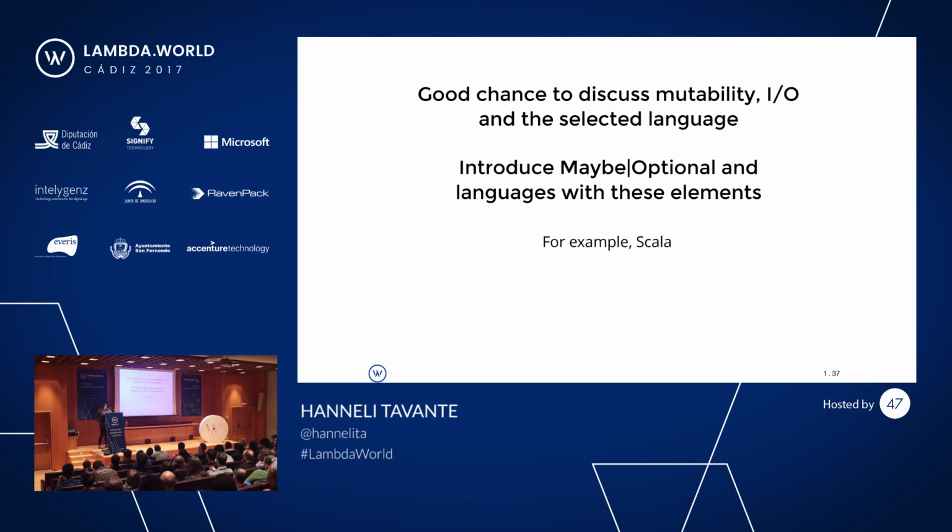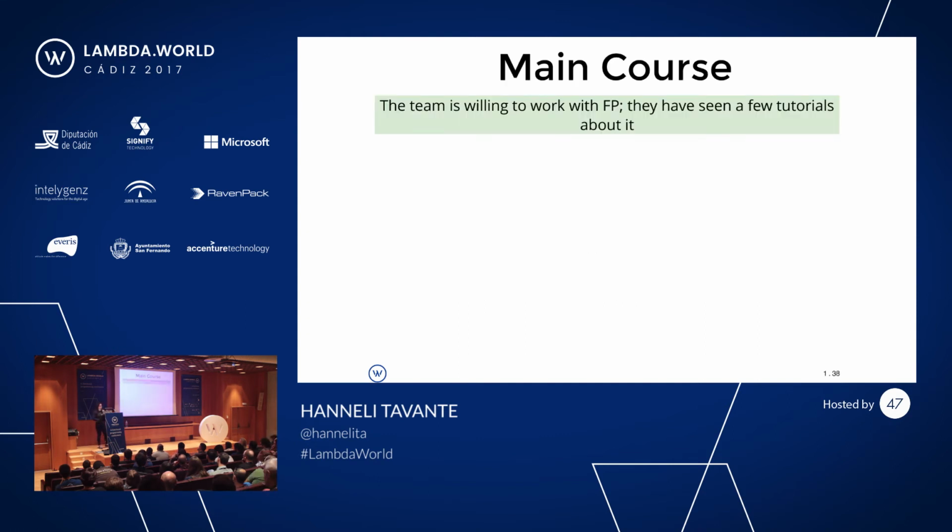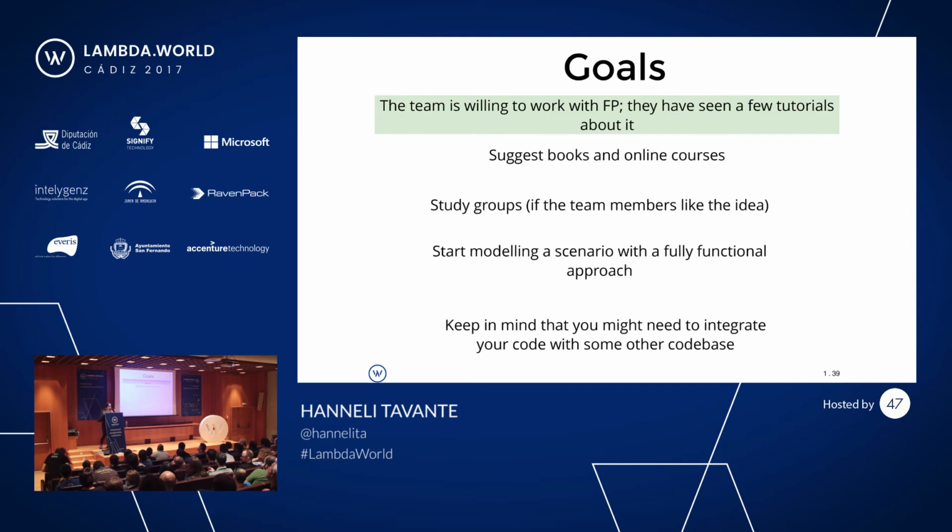So from there, I used this same example to introduce the concept of maybe or optional in different languages for the team. And it turns out they ended up adopting Scala to continue the project. And that's when we moved to the main course. When your team is already willing to work with functional programming, but they never put any other functional language in production. So when you reach this point, if the team is a little bit more motivated, I guess you can start suggesting books and study groups if they agree with that. And if the company donates some time for learning purposes.